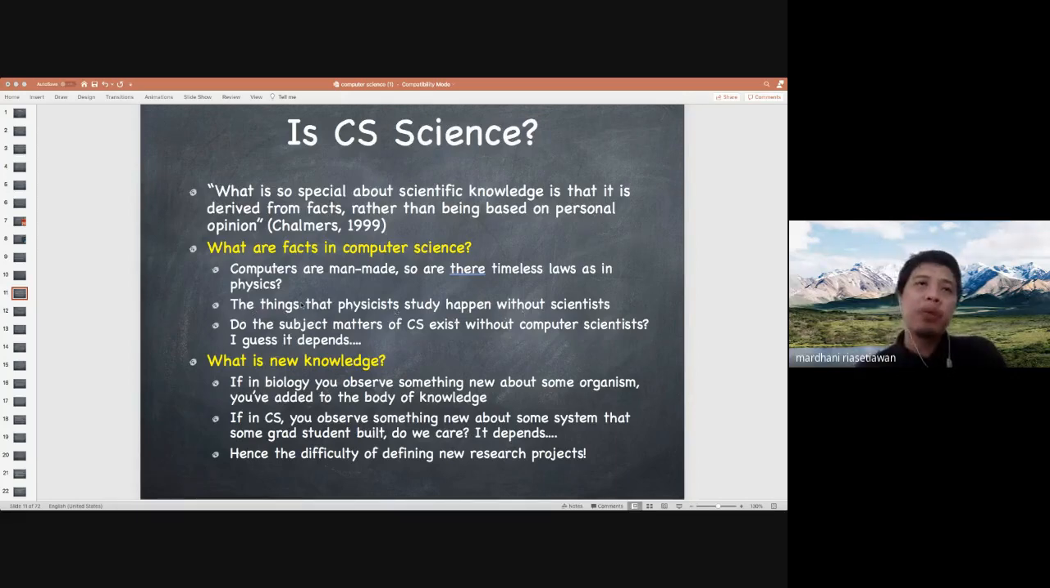Yeah, so that's within the matters: does the subject matter of computer science exist without computer scientists? That will be interesting for us to think about, and then to analyze more deeply. In computer science there is no single fixed knowledge that we can freeze and use for a long time. We need to understand that computer science will be changing every day.